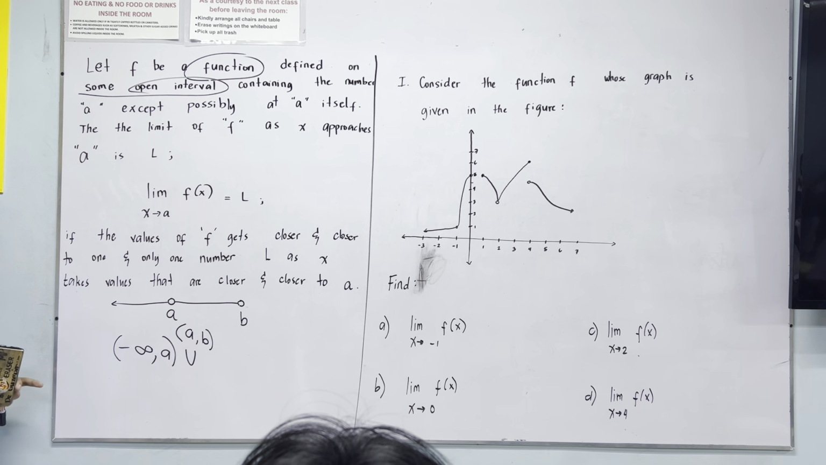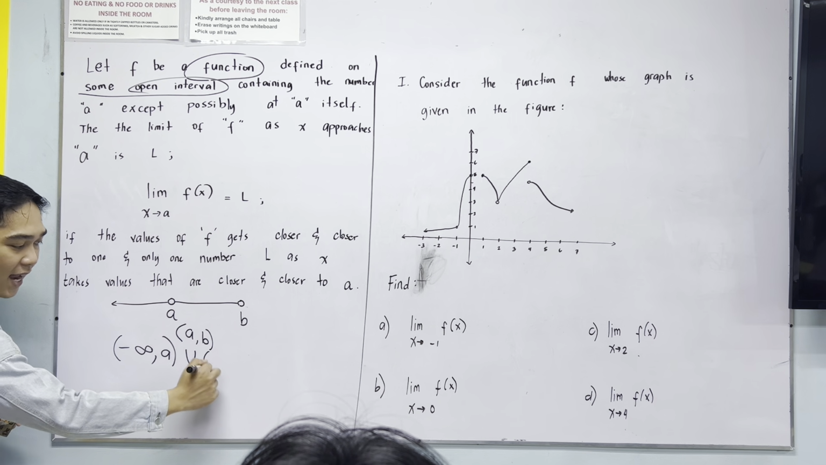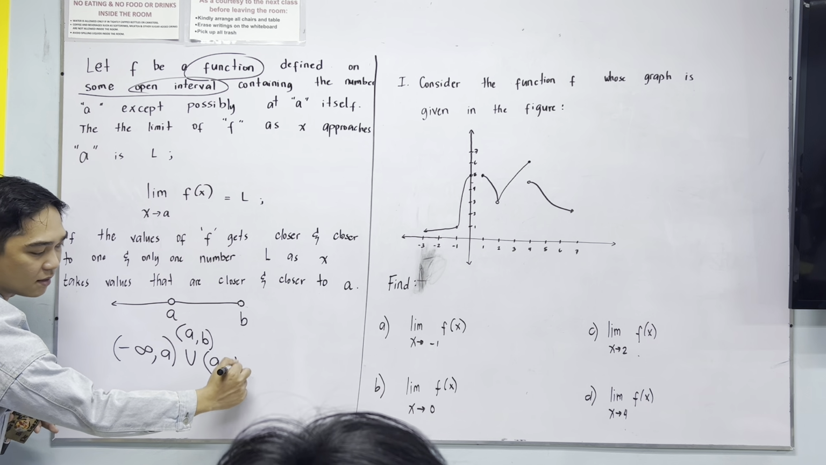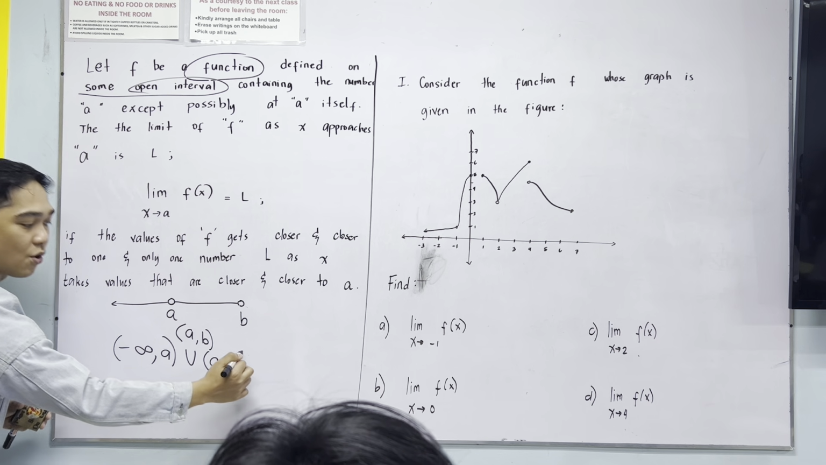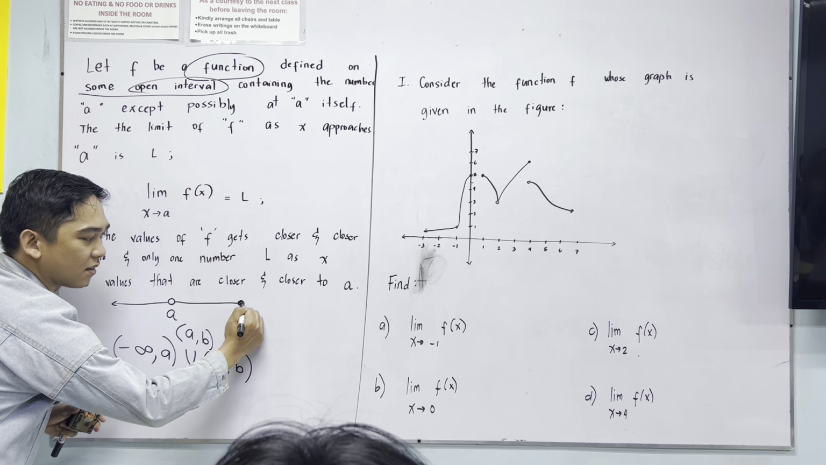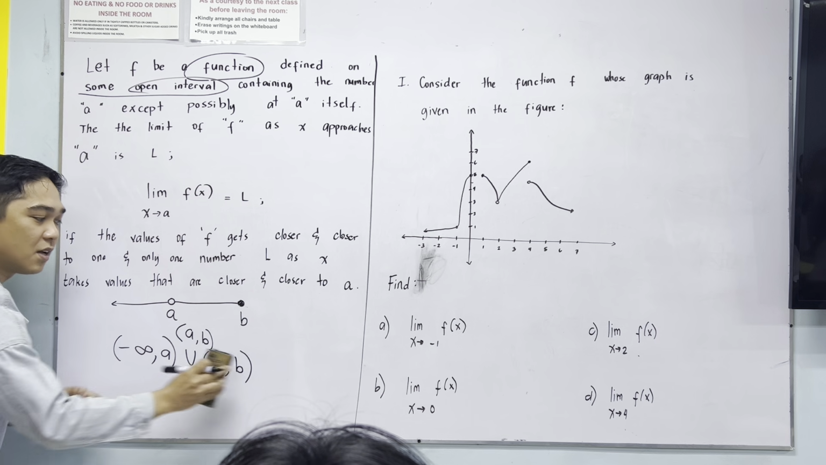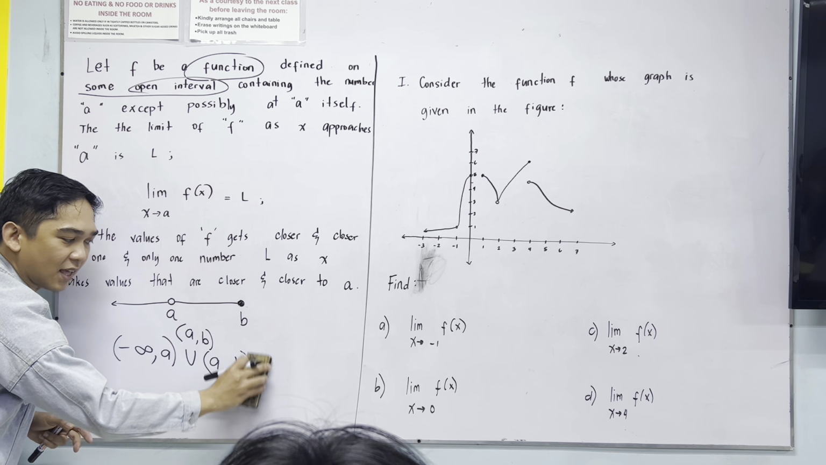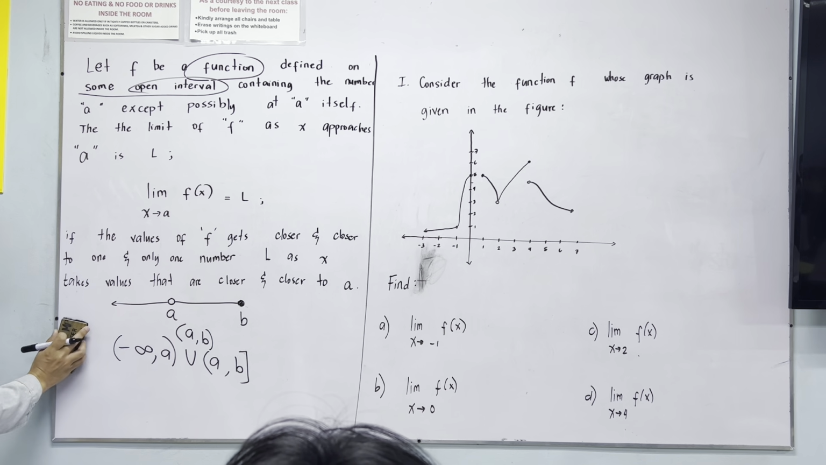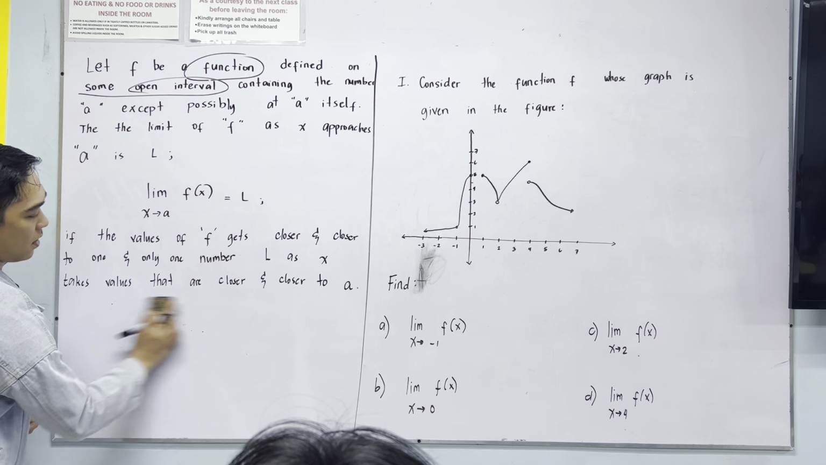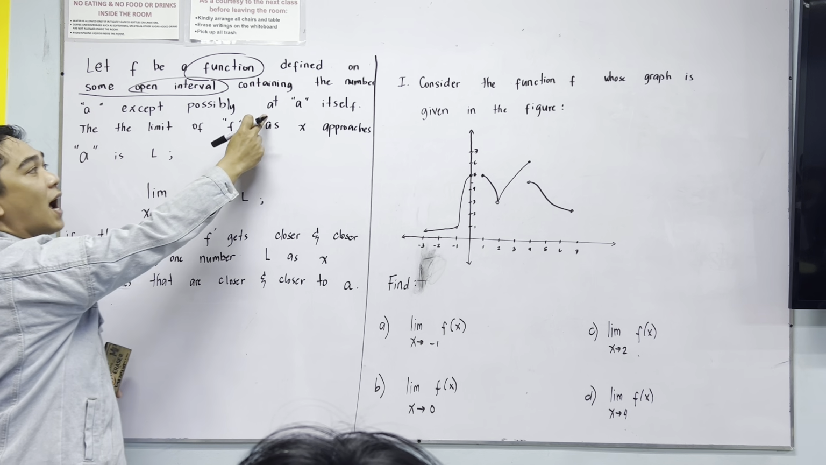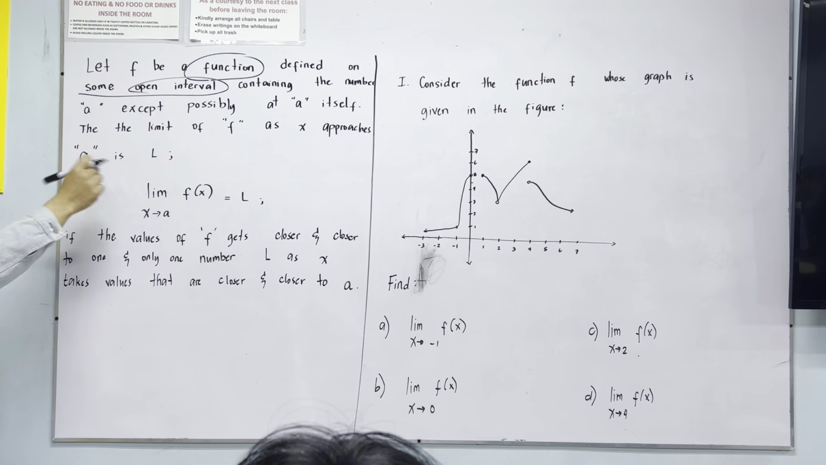Union, si A ulit, open nga lang. So A, comma, open tayo kay B. Okay? So, open siya. Now, kapag close, let's say shaded na si B, kasama, ibig sabihin si B, hindi na parenthesis ang gagamitin natin. We will be using the bracket for the close. Okay? Yan ang pagsusulat. Containing the number A except possibly at A itself.